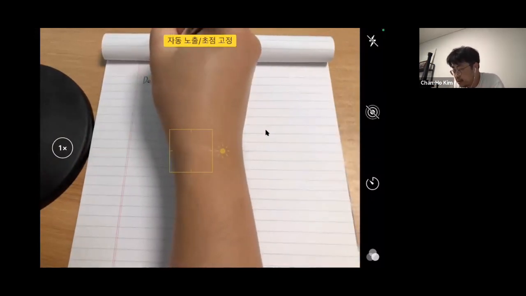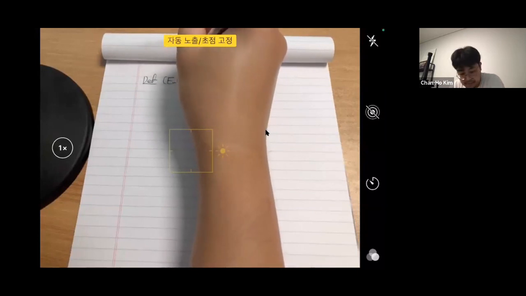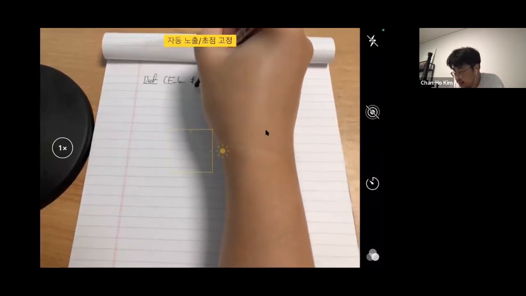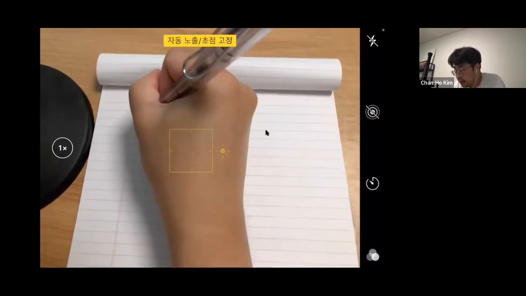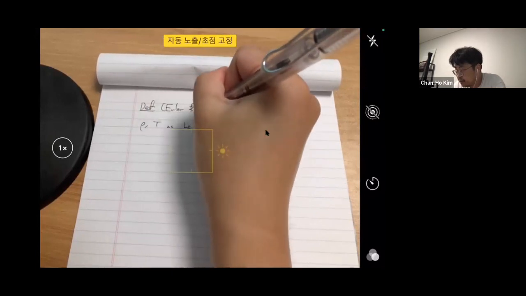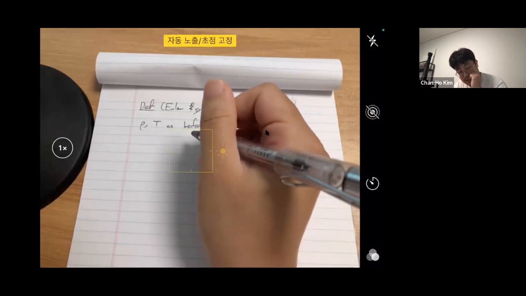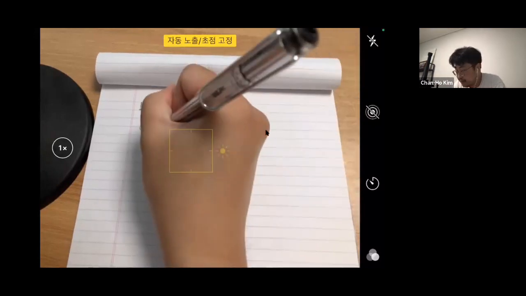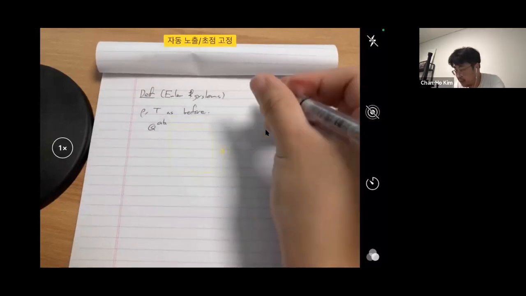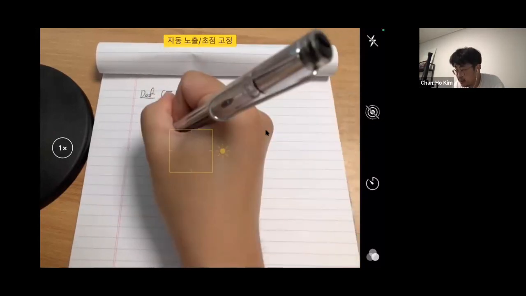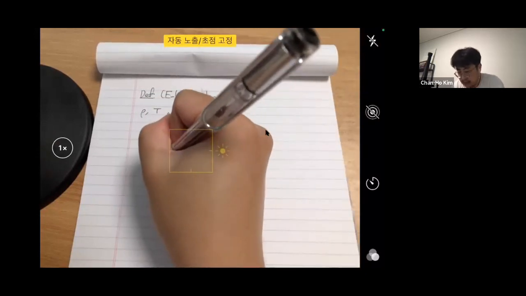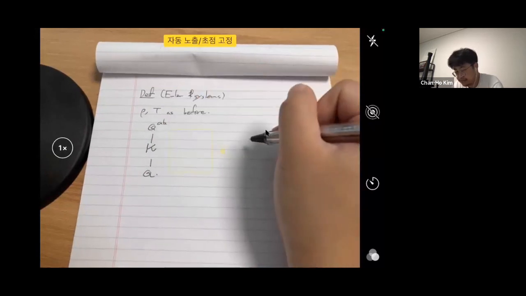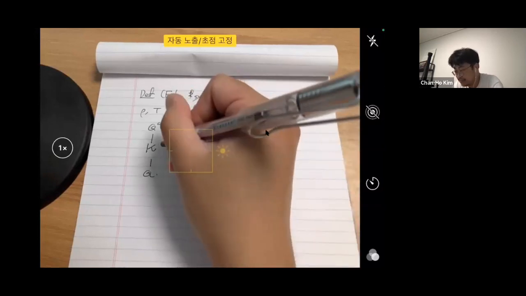Definition. This Euler system. Okay, rho and T are as before. So we have the p-adic representation, and for convenience, we fix the maximal abelian extension and another sufficiently large extension, mathematical K, and this contains a large number of extensions, I mean, it's very big.